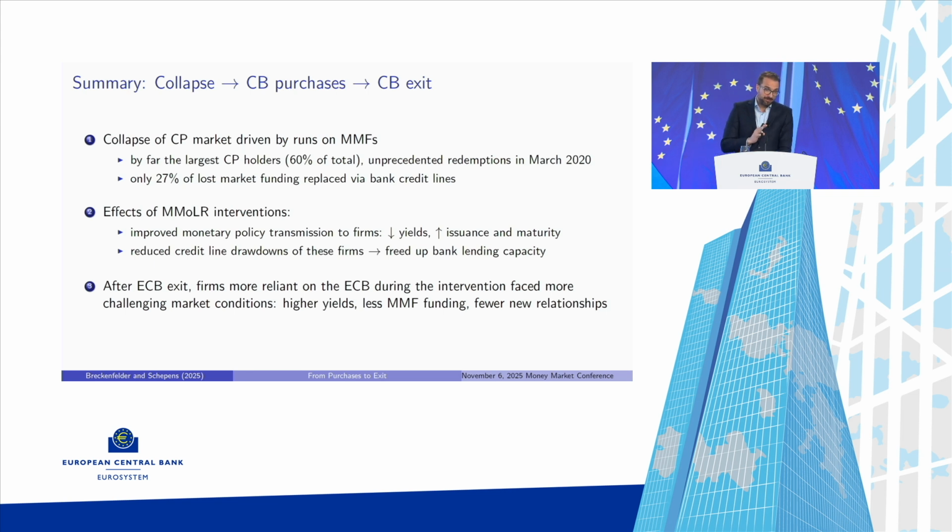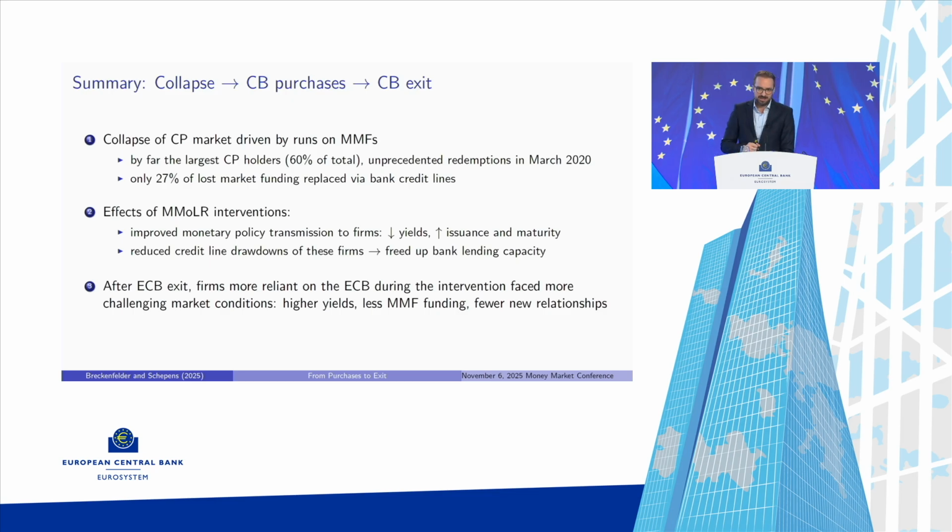So in this paper, we study the full cycle from collapse to purchases, then to exit. The collapse of the commercial paper market was driven by the runs on money market funds, which are by far the largest holders of commercial paper. They faced unprecedented redemptions in March 2020. However, only 27% of lost market funding could be replaced via bank credit lines.